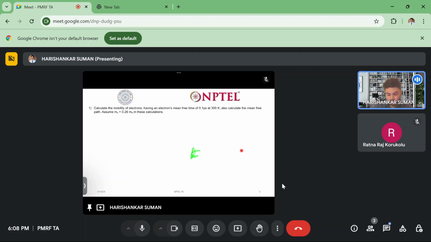The question is: calculate the mobility of the electron having an electron mean free time of 0.1 picosecond at 300 Kelvin. Also calculate the mean free path, assuming the effective mass of the electron is 0.26 times the rest mass of the electron. So these are the options. How can you calculate? Please try to solve this question.